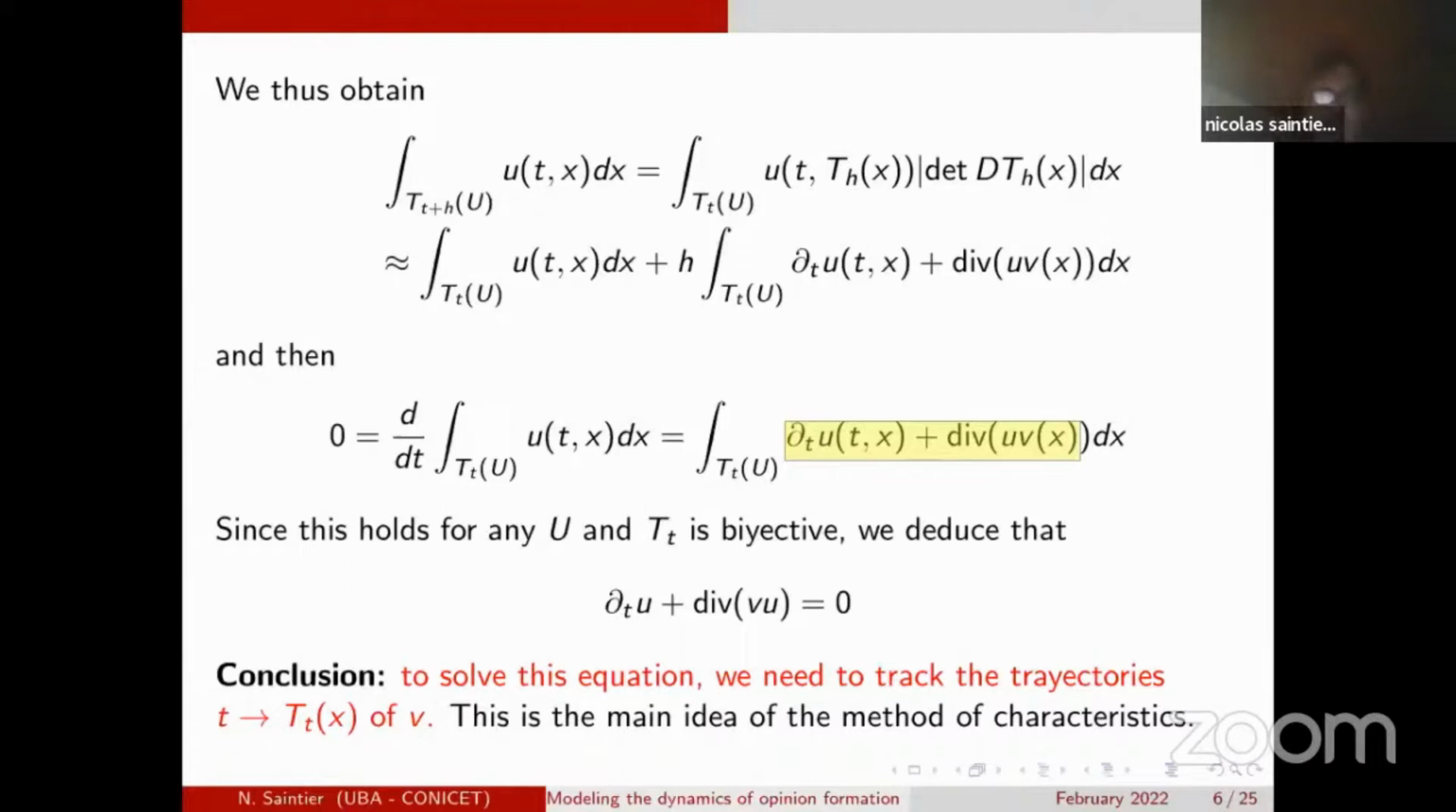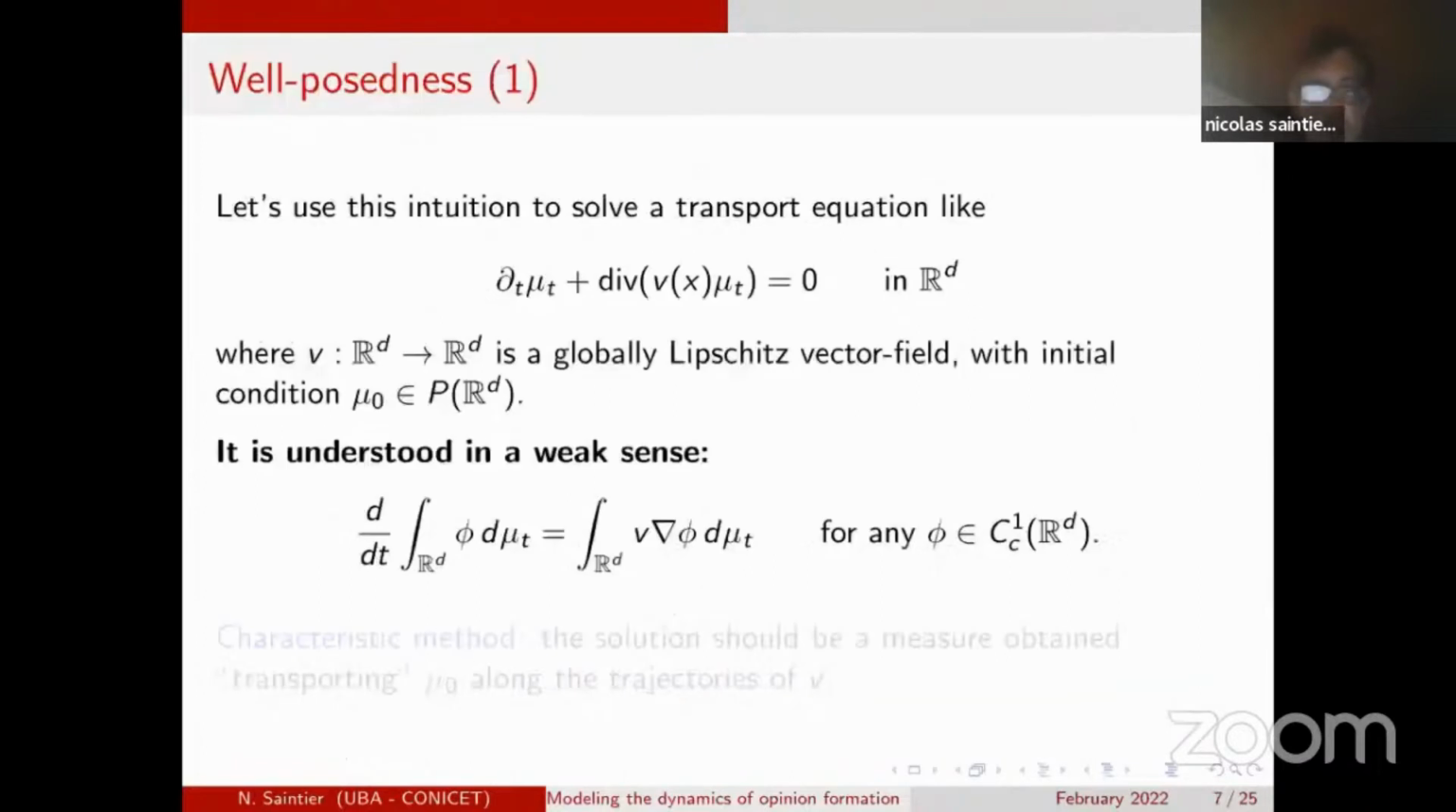And most importantly, we understand that to solve this equation, we just need to keep track. We just need to follow the trajectories of V. We just need to follow these curves in space for any initial point X. And this is the only idea behind the method of characteristics. And here everything works fine because V is globally Lipschitz. Otherwise, it could not be that easy at all. Okay, so that's good. So now we've got the intuition.